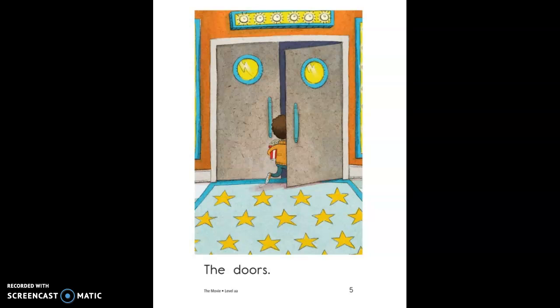Good readers start reading on the left side of the page. That is an L for left. Good readers also point under the words. We're going to start off with the word the. Perfect, because that's part of our pattern. The doors. The doors. Scholars, repeat after me. The doors. Awesome job, scholars. Let's go to the next page.